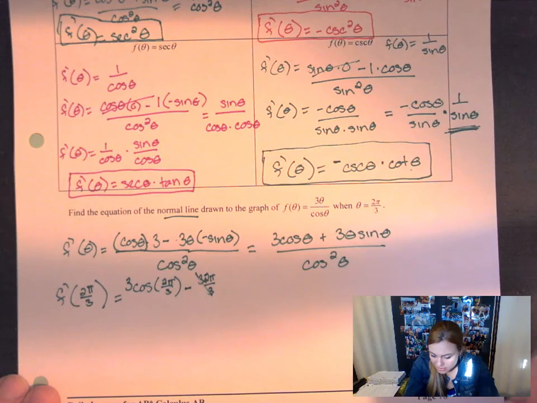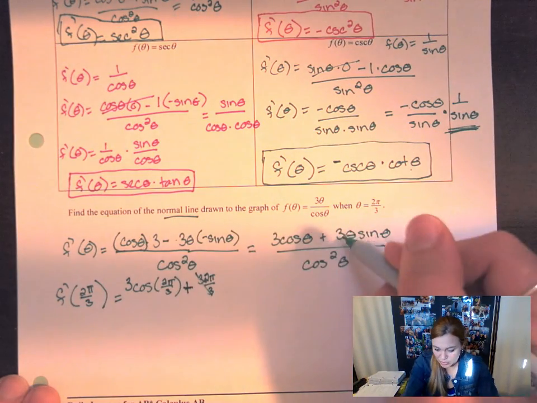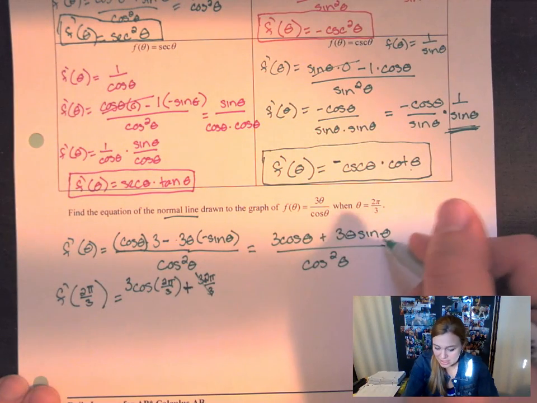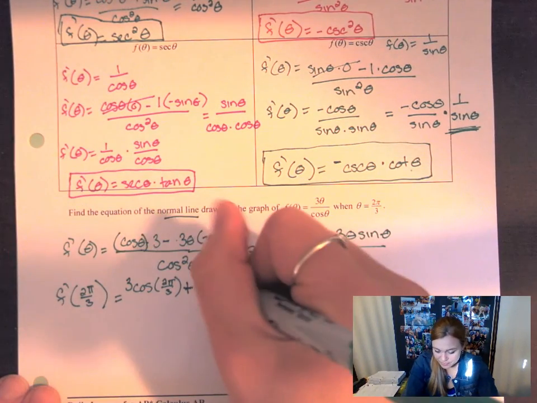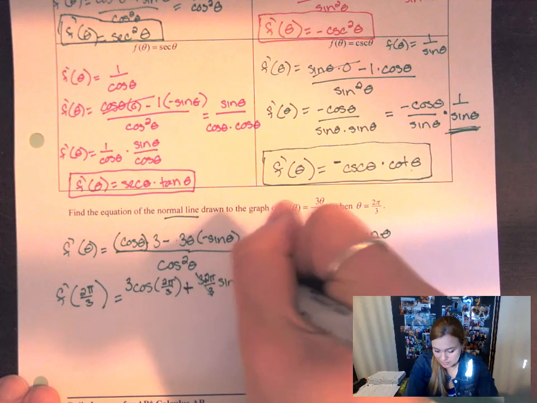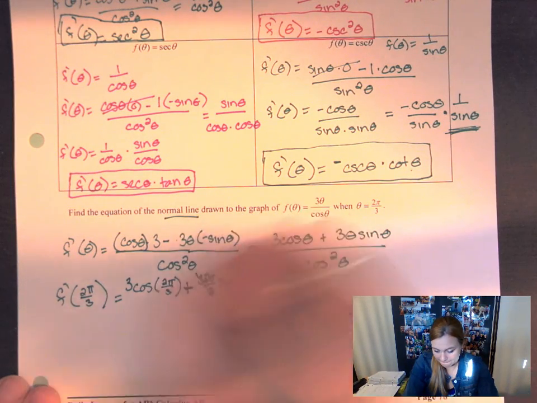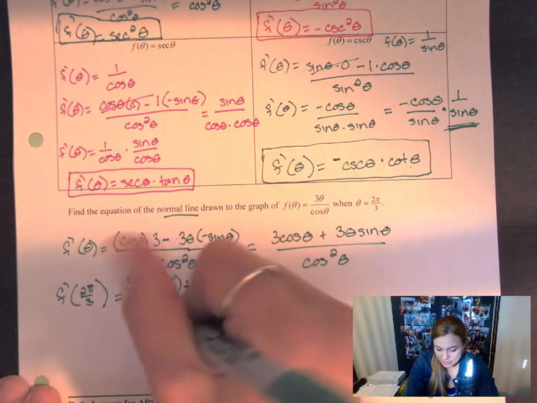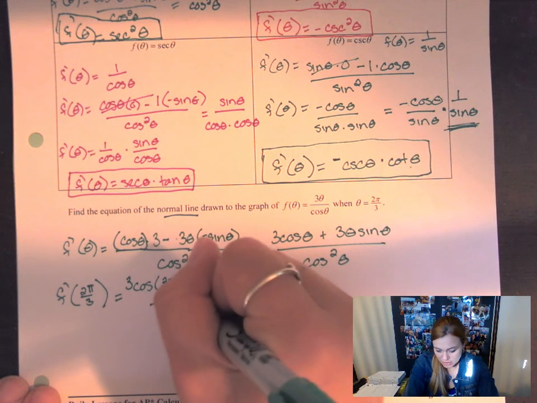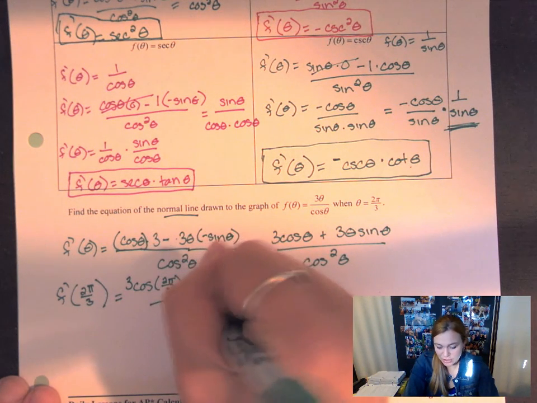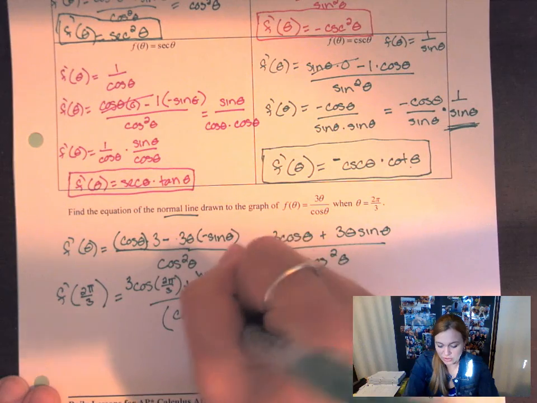Sorry, this one should have been plus, because it's plus over here. I think I went up to there for a second. Sine of theta, so sine of 2 pi over 3. And then I would have cosine of 2 pi over 3. And whenever you're squaring something like this, you square the final answer.